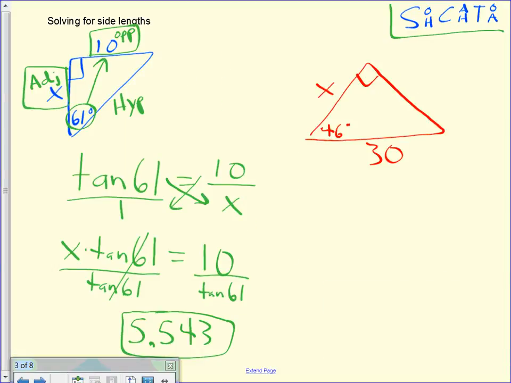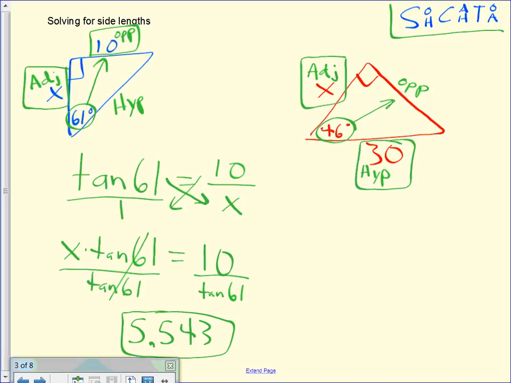Cool. All right. Now, follow the same process again. Circle the angle of reference. Use that to identify your opposite side. Then I know that my hypotenuse is opposite the right angle, and my adjacent leg is the leg right next to the angle. Beautiful.